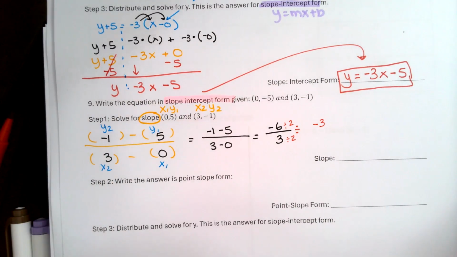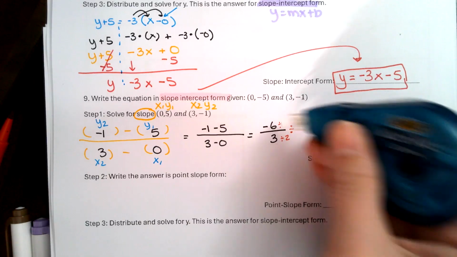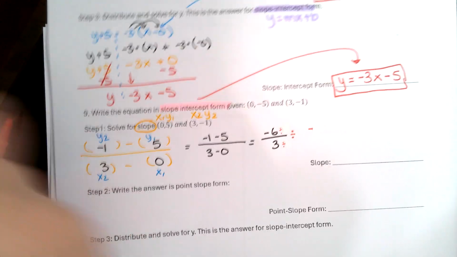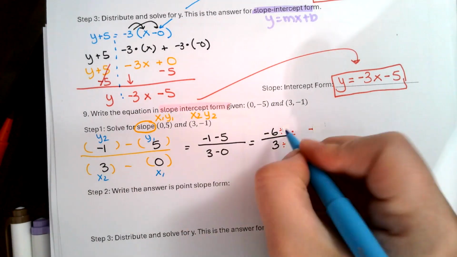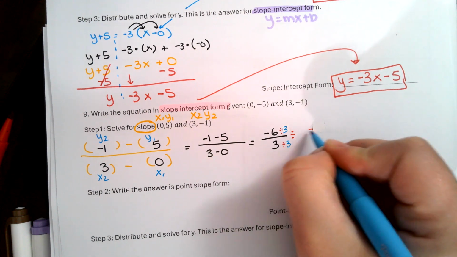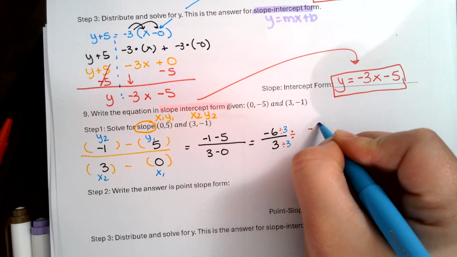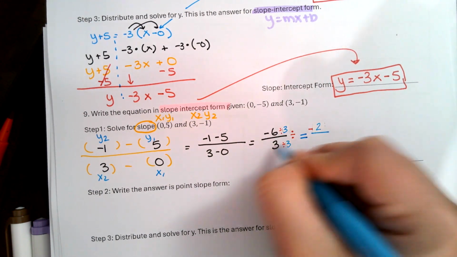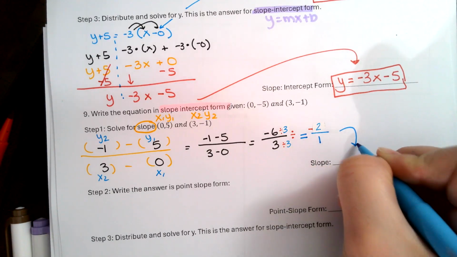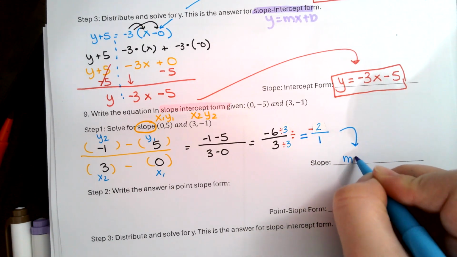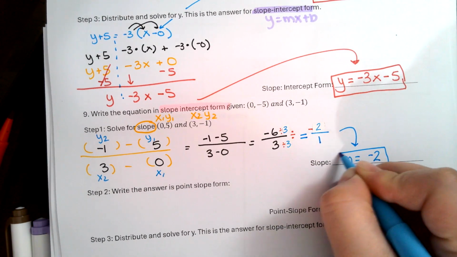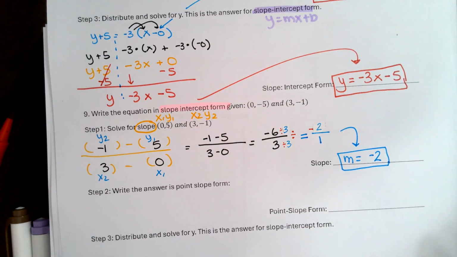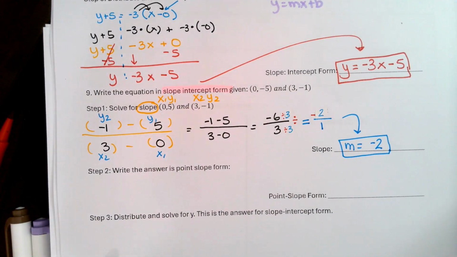We don't want to divide by 2 because 2 and 3, they don't get along. Let's divide by 3 instead. I think that would be better. 6 and 3 and 3 get along. So 6 divided by 3 is 2. 3 divided by 3 is 1. And remember, when you have a 1 in the denominator, you don't need to write it. So we're going to have m is equal to -2 here.